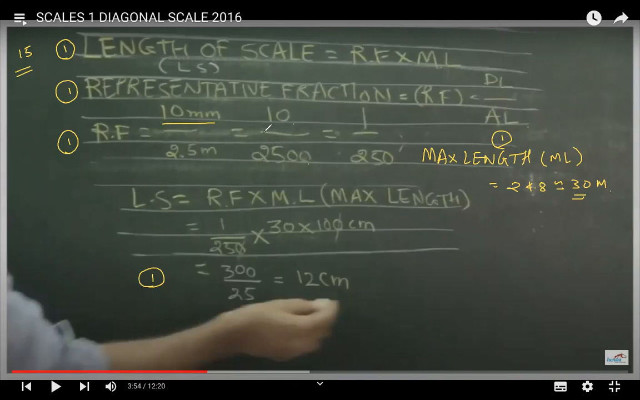So always remember, you should draw a guideline and you have to write. And whatever you write, it will carry marks. This length of scale RF into ML, this formula is here only. See this. Okay, so now we'll see ahead.